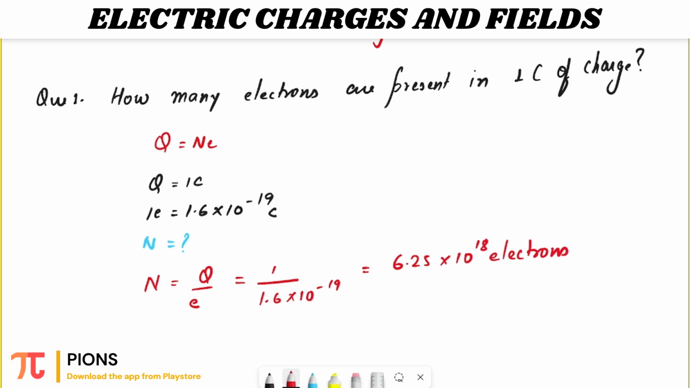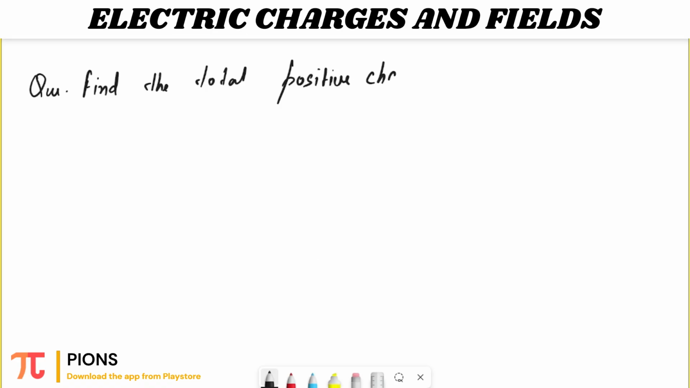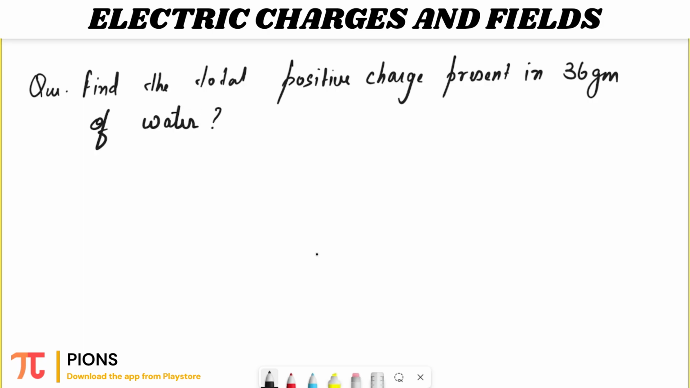Great. So this was one part. Let's see another part, and let's increase the difficulty level. Let's say the question is: find the total positive charge present in 36 grams of water. 36 grams of water, you have to find the total positive charge.